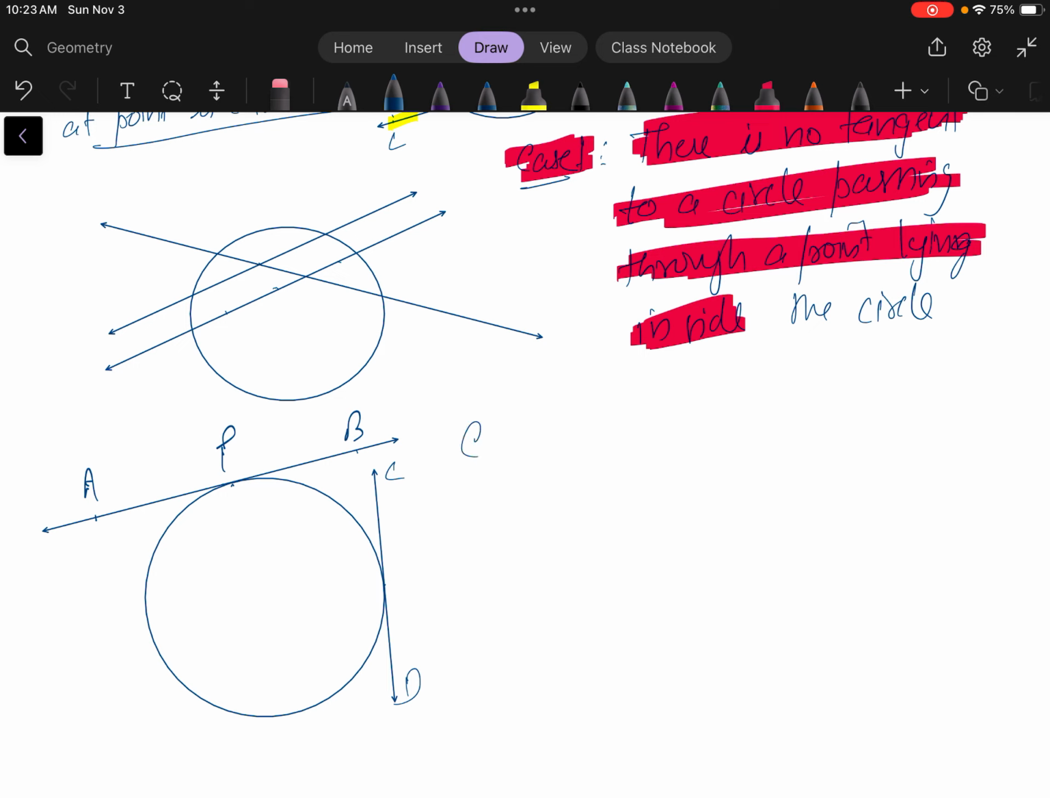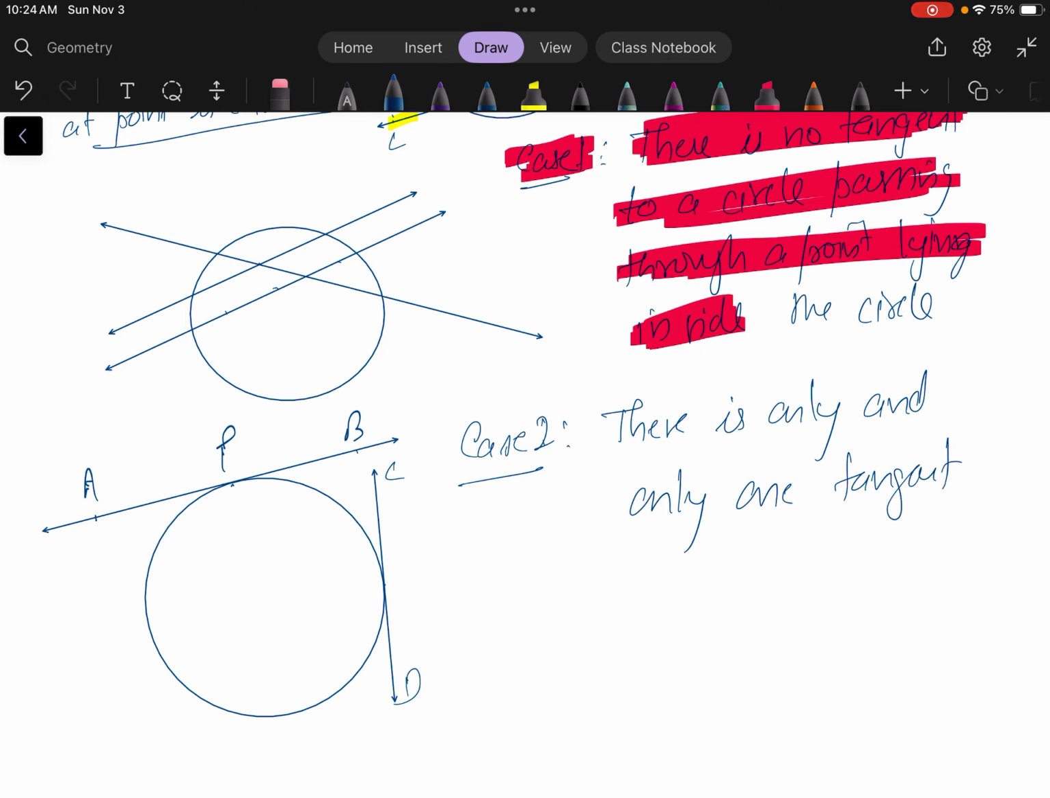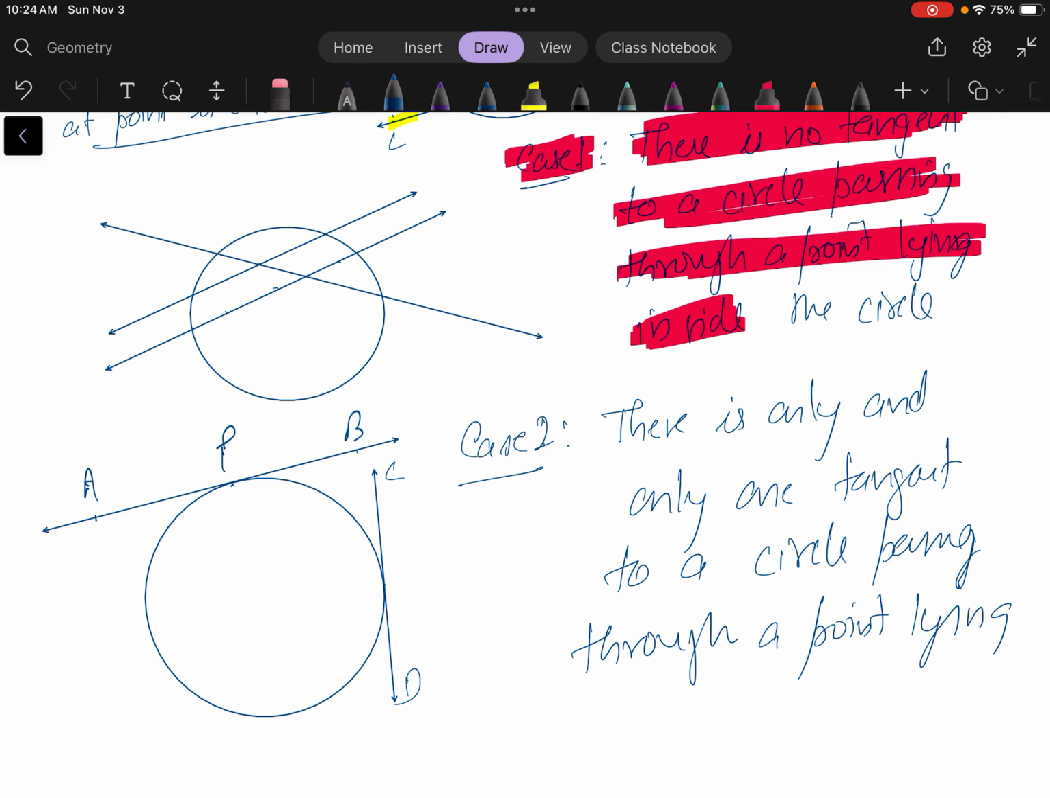So the second case is there is only and only one tangent to a circle passing through a point lying on the circle.